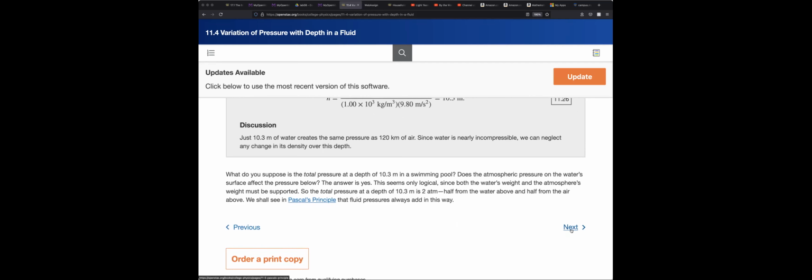If any of you have ever been to 10.3 meters, you'll know kind of what that feels like. It's not very comfortable. 10.3 meters is like 35 feet deep or something.